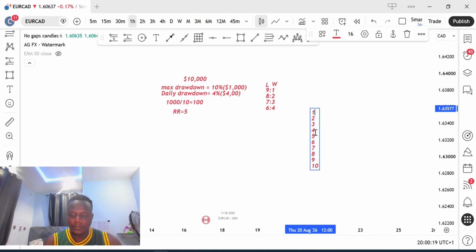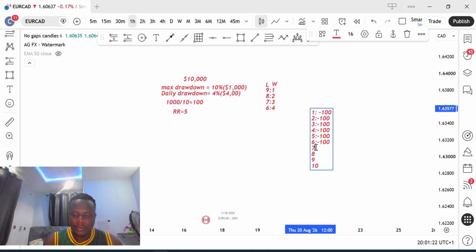Let's say in number 1, we take our first trade and it is a loss. So we lost $100, because remember we are risking 1% of that 10K. In the second trade, we lose $100. In the third, minus $100. In the fourth, minus $100. The fifth is also minus $100. The sixth is also minus $100. So we have lost how many? 100, 200, 300, 400, 500, $600. So we are left with $400 to trade with.